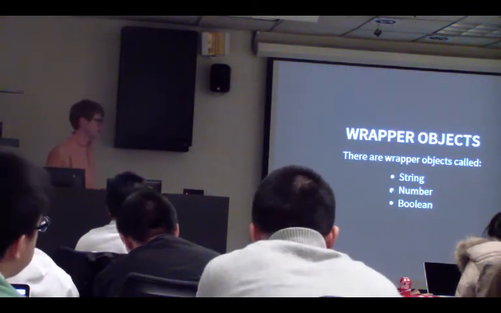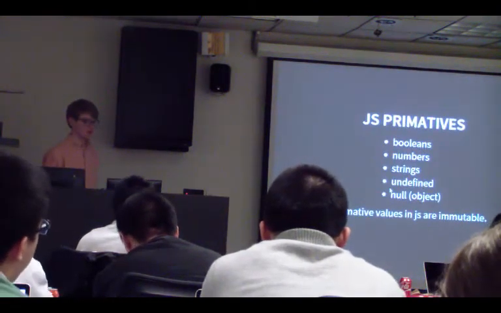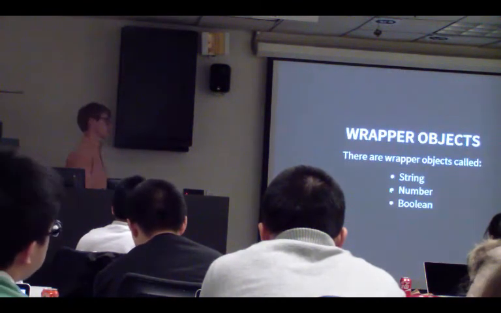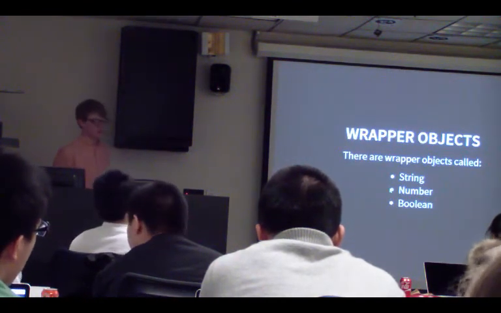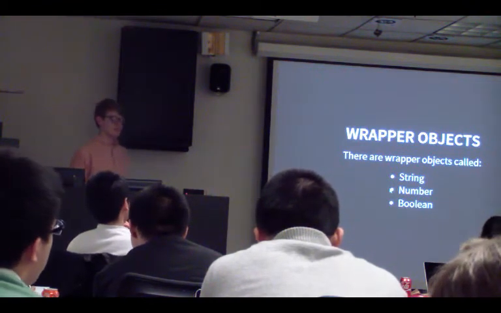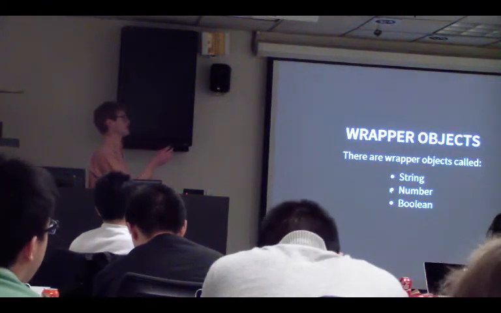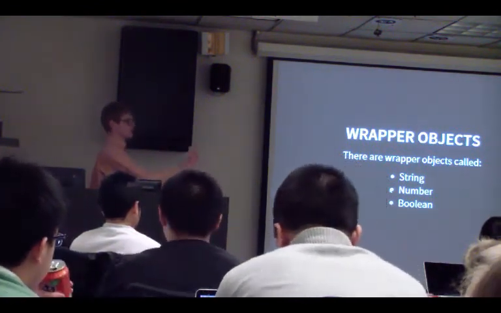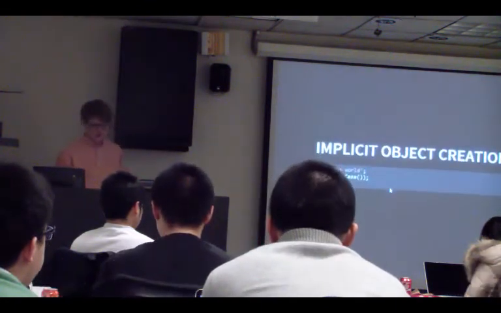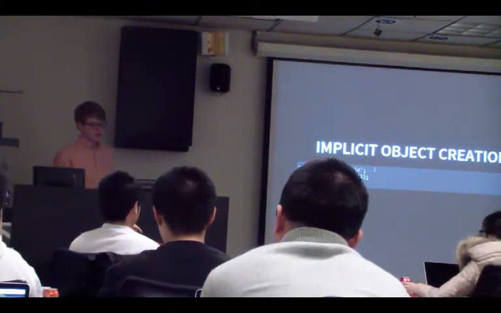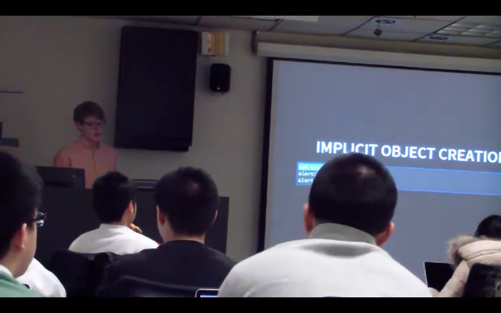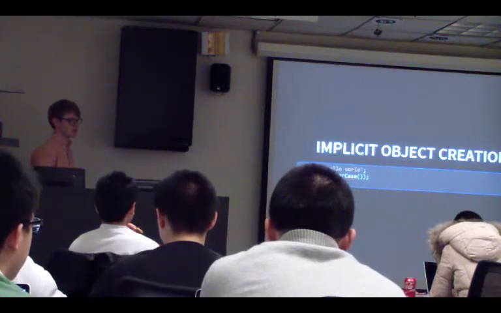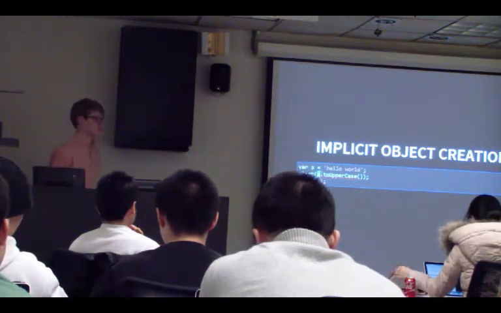You do have wrapper objects around each of those primitives: Boolean, Number, and String. So you can call methods on a string, and it will implicitly make it a string object when you call that method. An example of this is right here. We have var s is equal to hello world, and then we do s dot toUpperCase. There's actually an implicit object creation here to the string wrapper object.